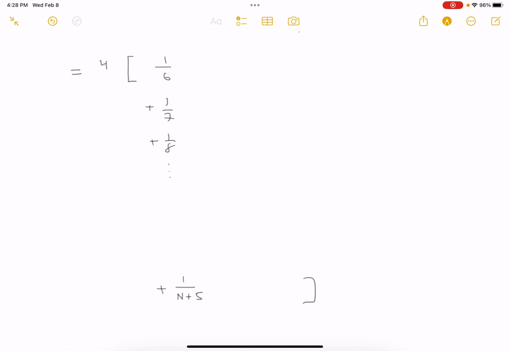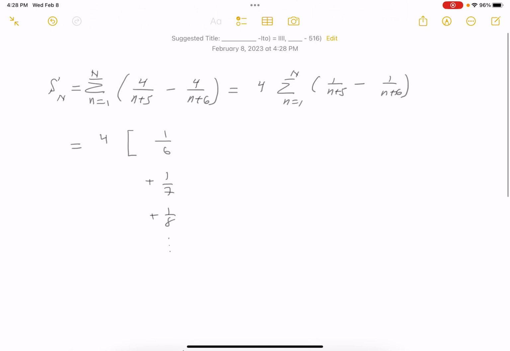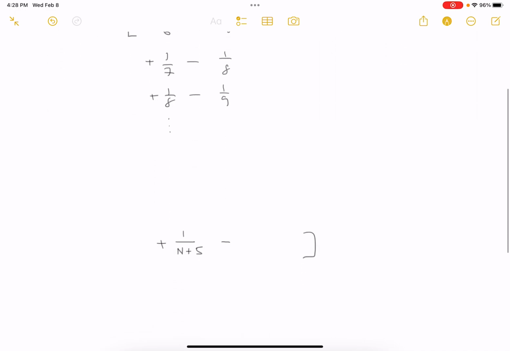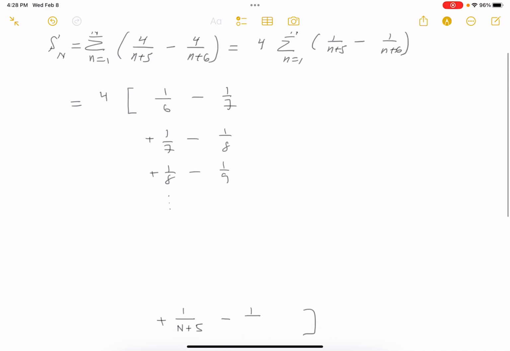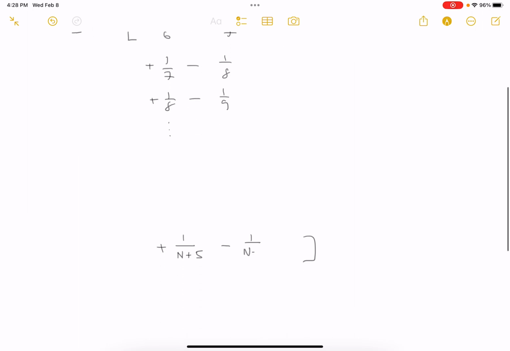All right, this ends out here. Let's put the next term down. It's going to be minus, if I start at 1, 1/7, then minus 1/8, minus 1/9. I keep going to the end, don't I? So it's going to be 1 over big N plus 6.